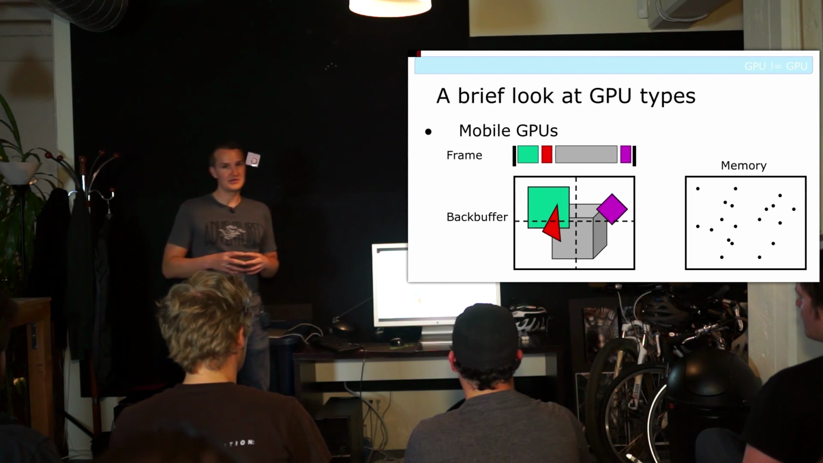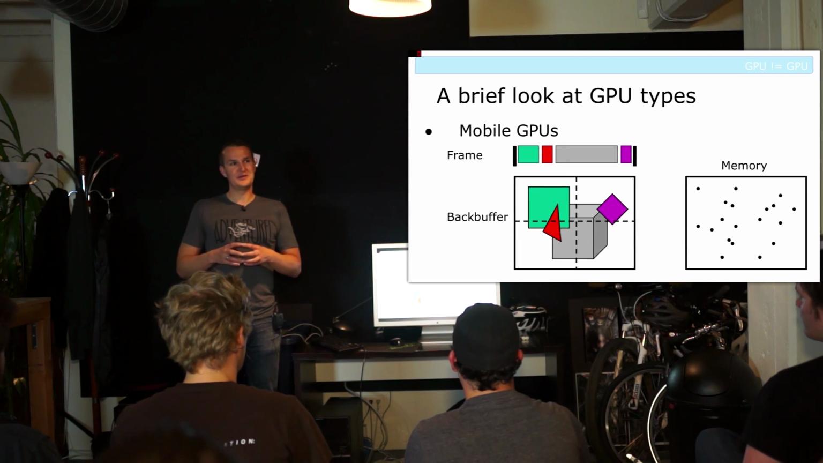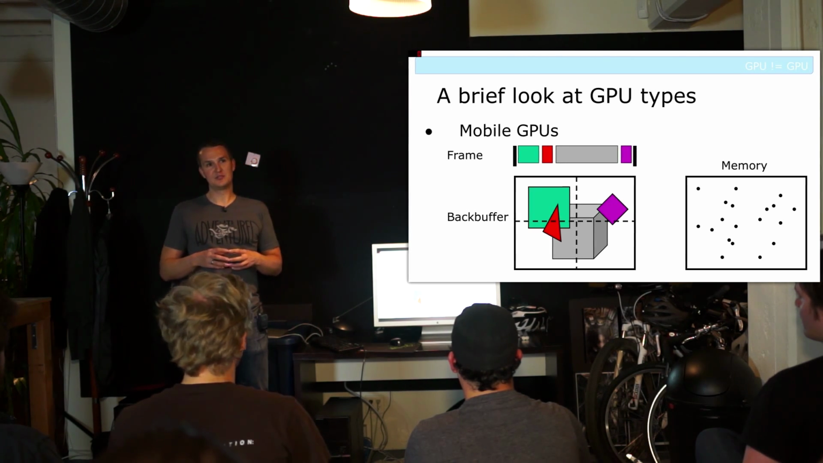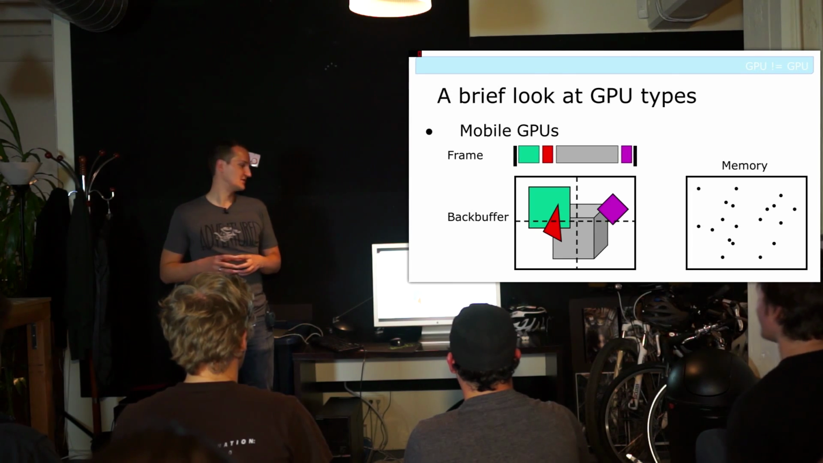Now that has huge implications. For example, overdraw, which is the main thing. If you ever think about making a mobile GPU game, overdraw is going to be your killer. So try to avoid it as much as you can.